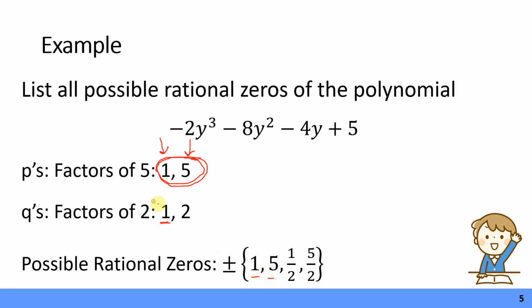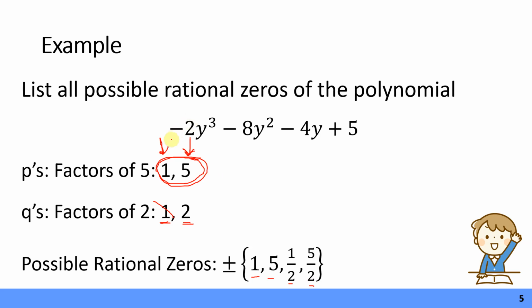Okay, now I'm done with this one. So now I'm going to divide them by 2. So what is 1 divided by 2? It's 1/2, and that's already simplified, so I write it down. And then I move on to the next one. What is 5 divided by 2? 5 over 2, and it's already simplified. And there you go. That's actually all your list of possible rational zeros.